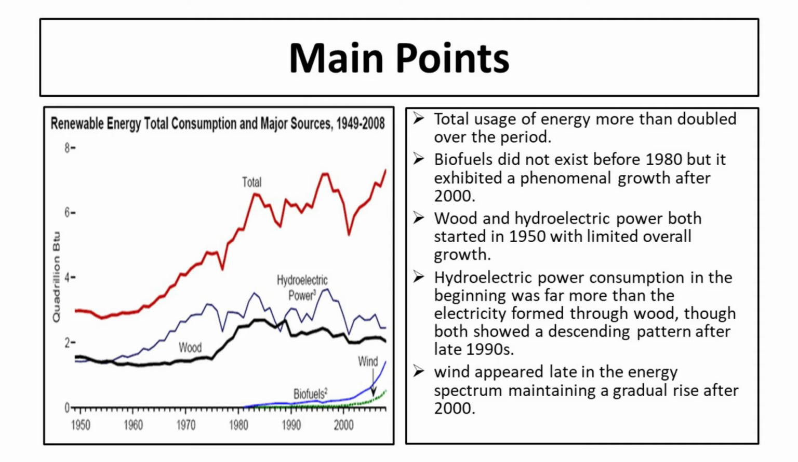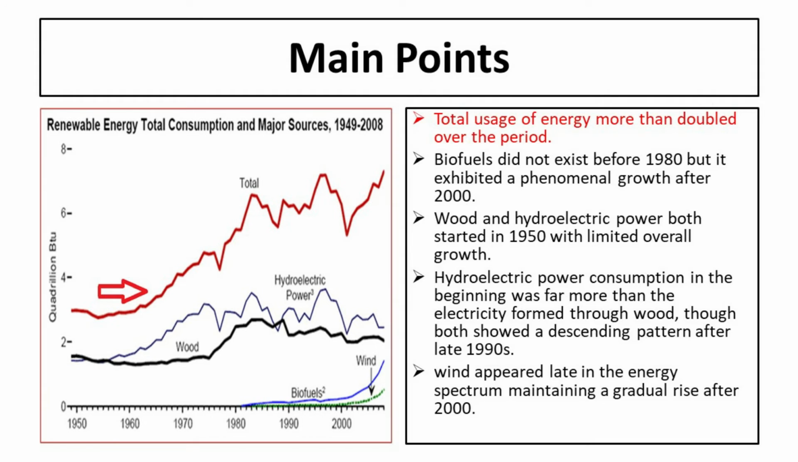In this line graph that we are taking as an example here, we have selected these 5 most important points. The first thing that we noticed is the usage of energy. It has doubled over the period. First, it was almost 3/4 trillion BTU, and at the end it was going more than 7/4 trillion BTU. We also witnessed that biofuel was not there in 1980, but after that it showed phenomenal growth. Similarly, wood and hydroelectric power, both started in 1950, but their overall growth is not good.